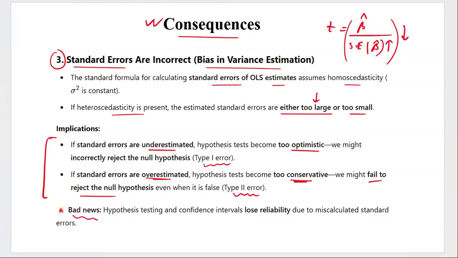And it is obviously bad news, because hypothesis testing and confidence intervals will lose their reliability due to miscalculated standard errors. If your computed statistic itself is not right, then the hypothesis testing or confidence interval that you find depending on this T statistic will also be incorrect, and this will give you miscalculated standard errors and misleading results altogether. So this is the third consequence.